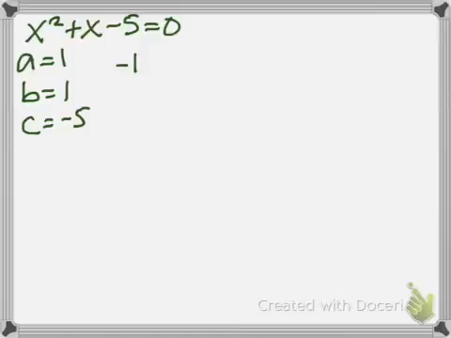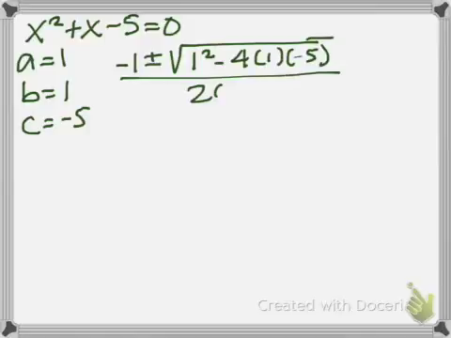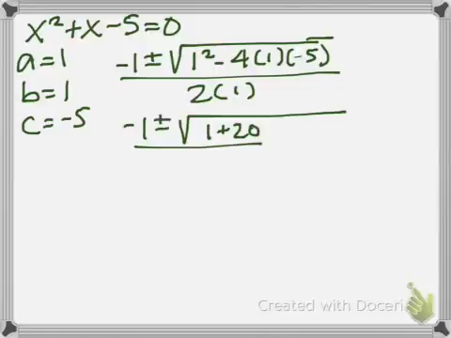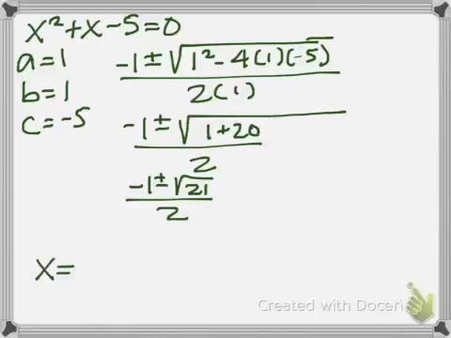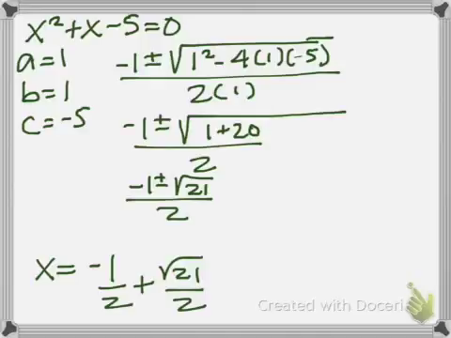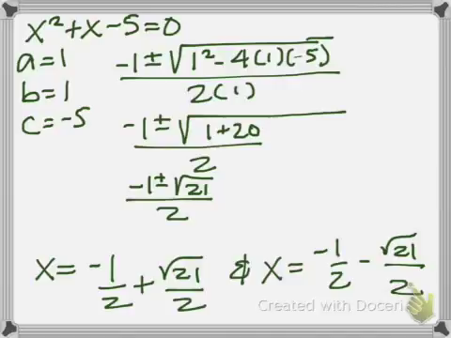The opposite of b, plus or minus the square root of b squared minus 4ac all over 2a, and then we just simplify. So we have -1 plus or minus the square root of 1 plus 20 all over 2. Put 1 and 20 together, you get 21, all of that over 2. So our x is equal to -1/2 plus square root of 21 over 2 and -1/2 minus the square root of 21 over 2. Okay, those are our x's.